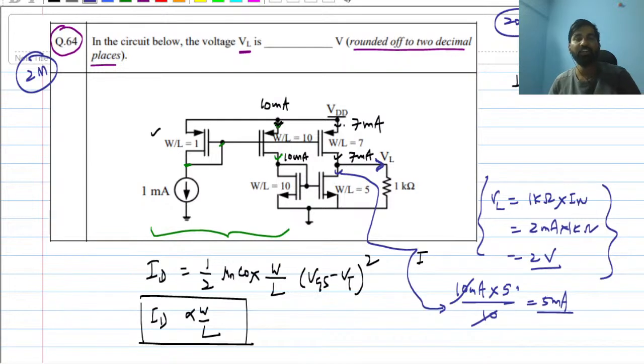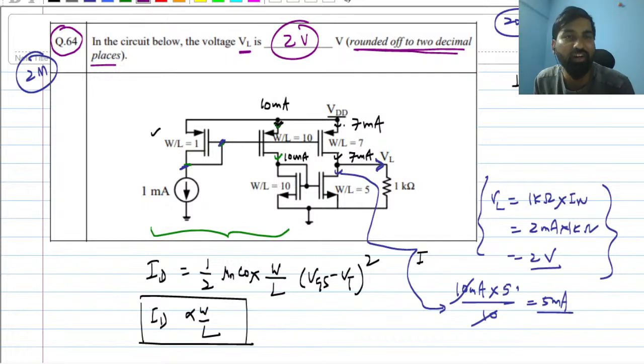If you know the simple relation that ID is proportional to W by L in case of saturation, or you can also say that in case of linear also it is proportional to W by L. But in this case the transistors are in saturation, because you see here this gate and drain are shorted. If the gate and drain are shorted, it means they are in saturation region. The answer for this question will be 2 volt, right? And they have asked rounded to 2 decimal places, so you don't have to panic during the GATE examination.